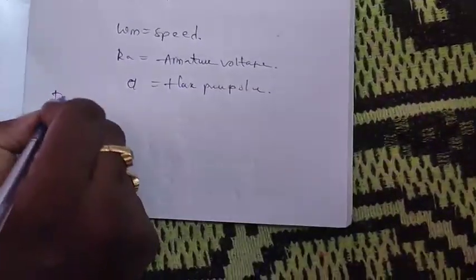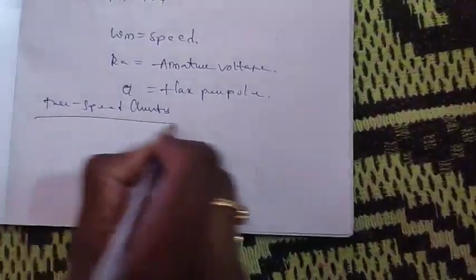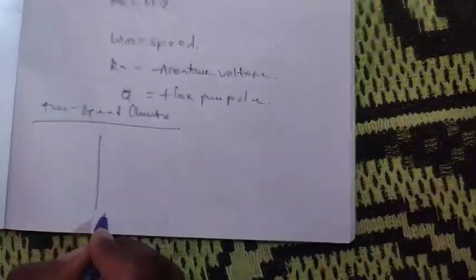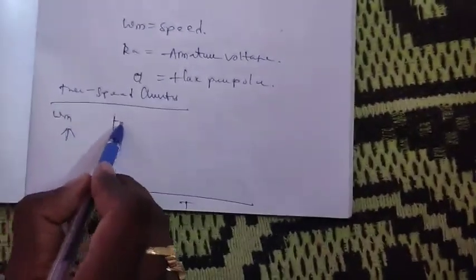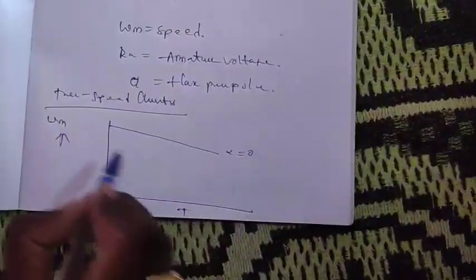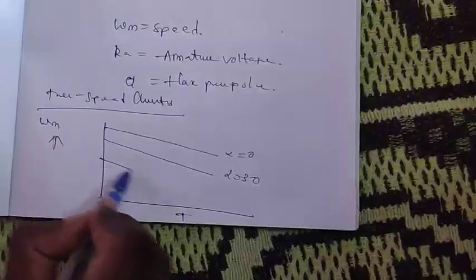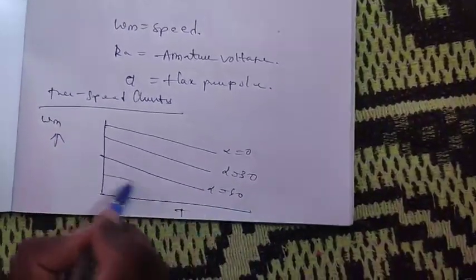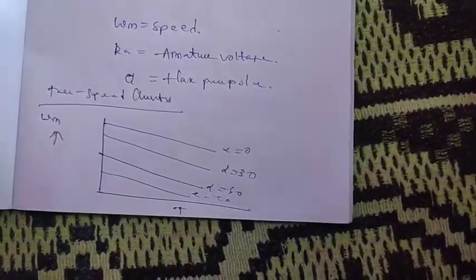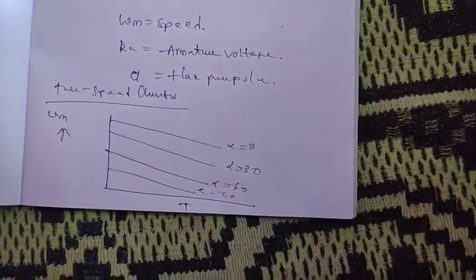When you draw the torque speed characteristics, with speed on the y-axis and torque on the x-axis, the characteristic is like this when alpha equals 0. As alpha increases, the characteristic shifts like that. So alpha equal to 60, alpha equal to 90, like that.